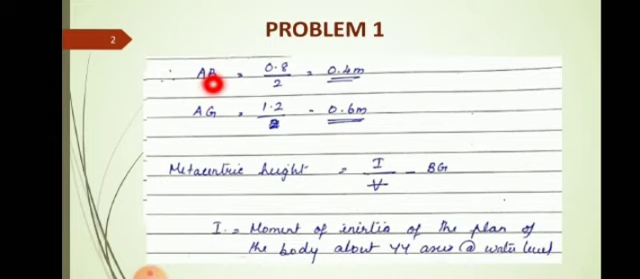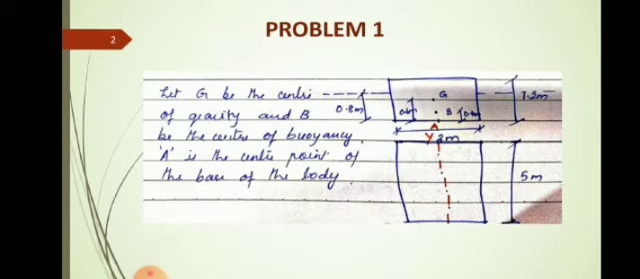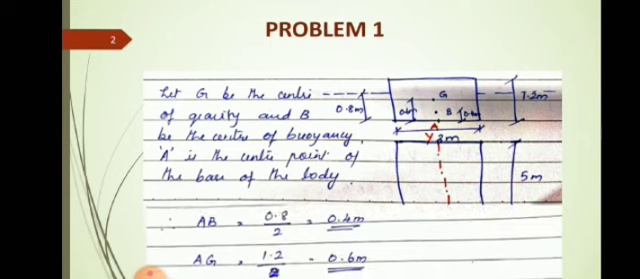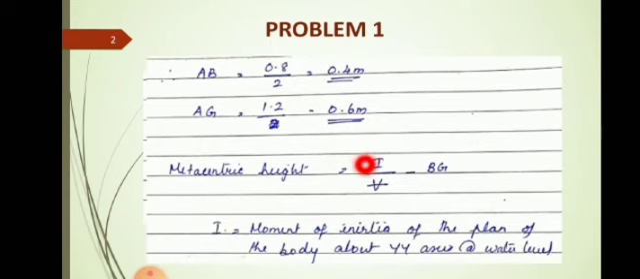So AB, I have already told you, AB is 0.8 by 2, 0.4 meter, and AG is 1.2 by 2, 0.6 meter. We have learned the equation for finding out the metacentric height. Metacentric height is equal to I by V bar minus BG. Okay, so here I is the moment of inertia of the plan of the body. That is why we have drawn the plan of the body here. So when you take this moment of inertia, it is the moment of inertia of the plan of the body about y axis at the water level.